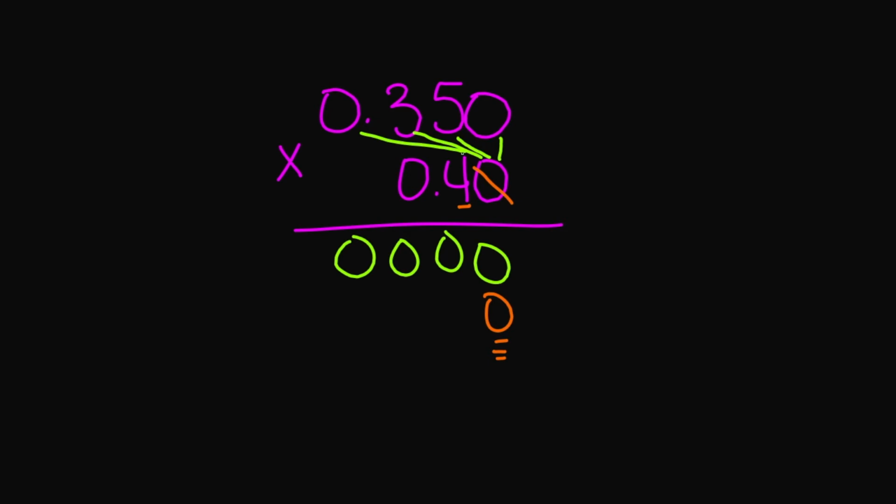So 4 times 0 is 0. 4 times 5 is 20. Write my 0, carry the 2. 4 times 3 is 12. Plus 2 more is 14. Write my 4, carry the 1. And then you have 4 times 0 is 0. Plus 1 is going to be 1.